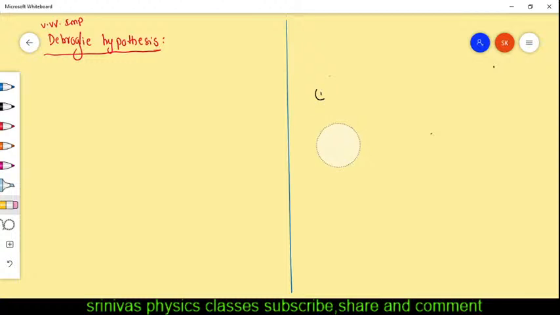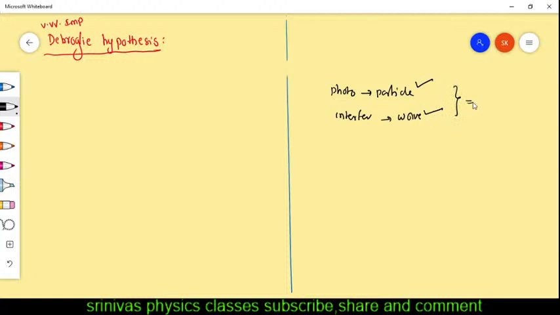While explaining the photoelectric effect, light is considered as a particle. But while explaining interference and diffraction in the last chapter, wave optics, we consider light to have wave nature. That means light has particle nature, and light also has wave nature. Combining both, we say that light has a dual nature.